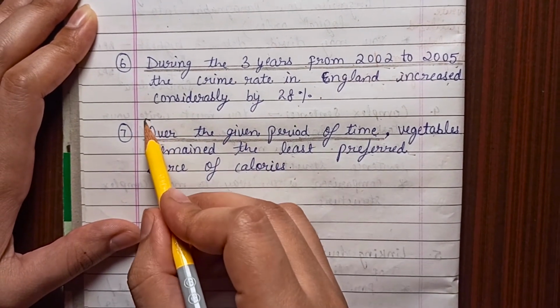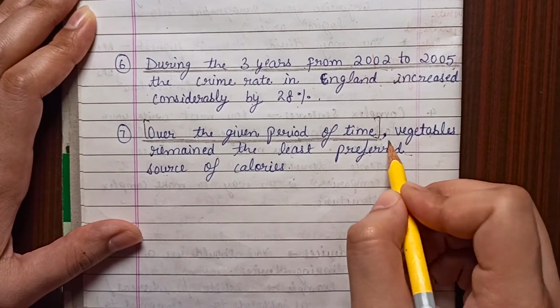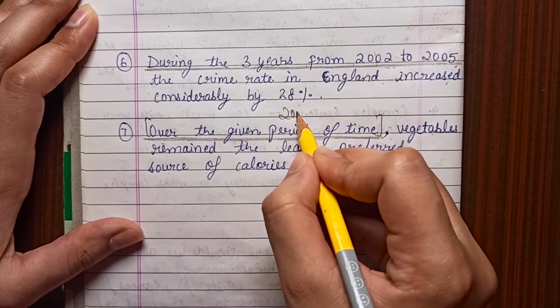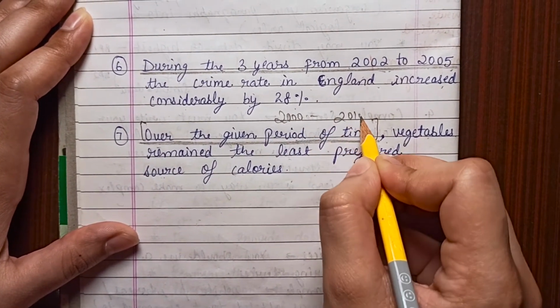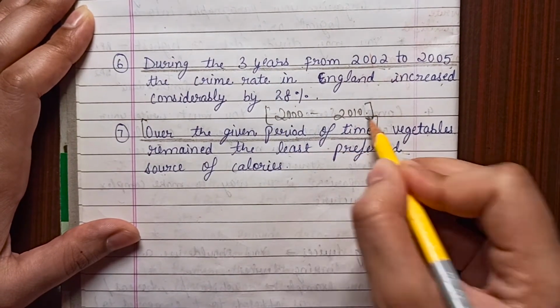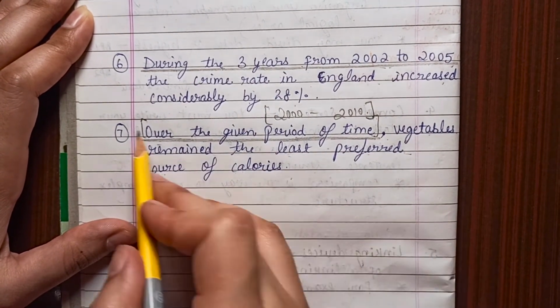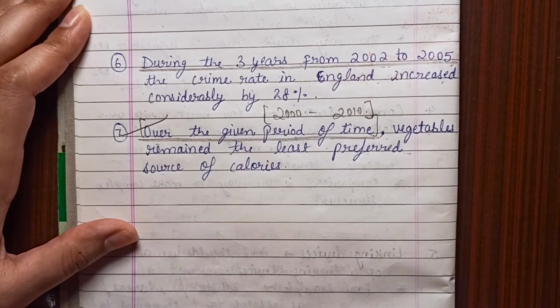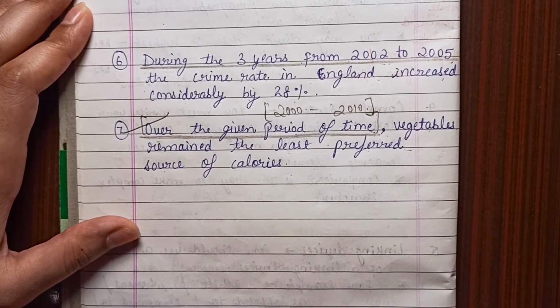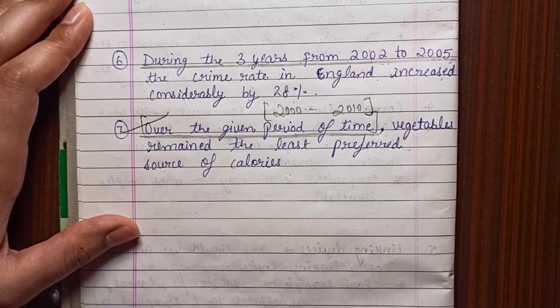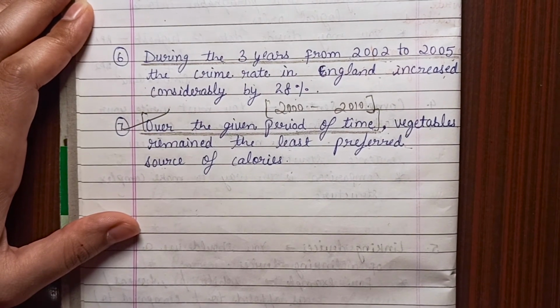So over the given period of time means the whole time the data is provided to you. For example, the data is provided from 2000 to 2010. So over that period of time, right, you can use this as well. So I hope you have understood how you can make different sentences using these time frames, and you will use it in your Task 1.